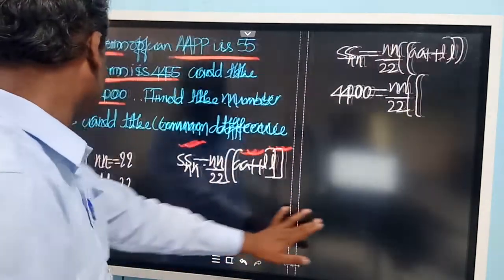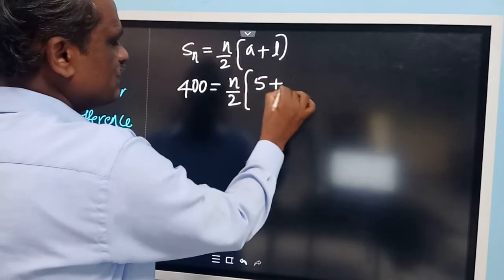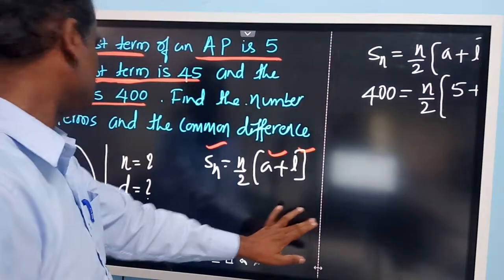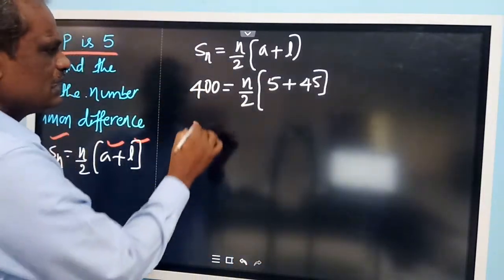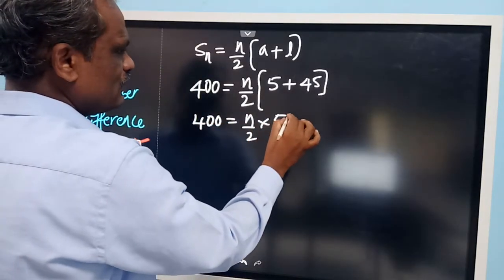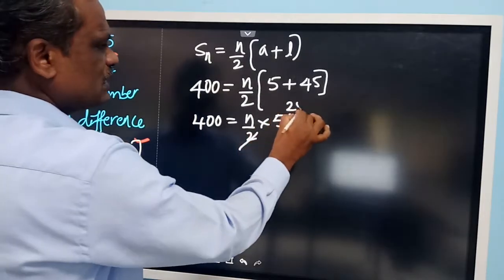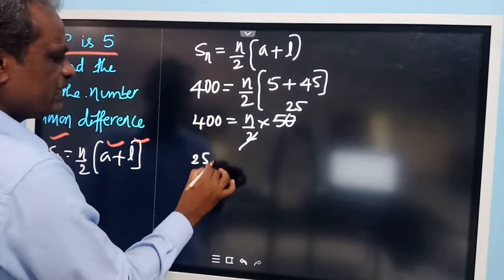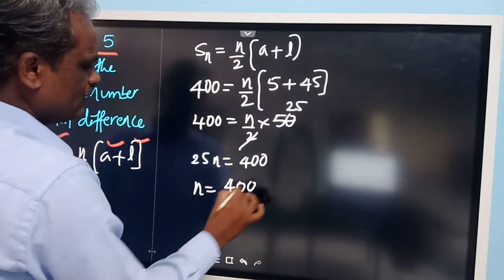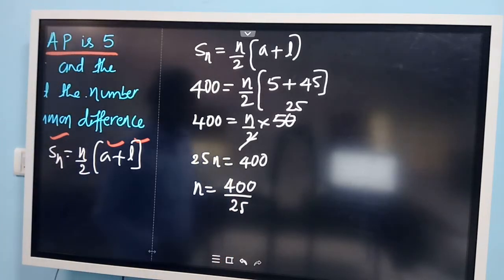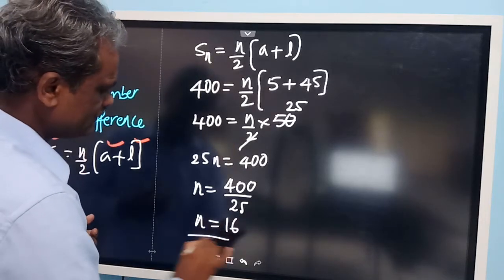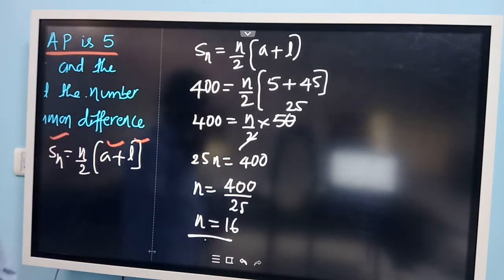The first term is given, that is 5, and the last term, that is the nth term an, is 45. So 5 plus 45. Now 400 you can transfer, otherwise keep as it is. 400 is equal to n by 2 into 45 plus 5, which is 50. So 2 ones are 25. So now 25n is equal to 400. So n is equal to 400 divided by 25. Okay, divide this and tell me what is the answer. It should be 16. n should be 16. So there are 16 terms here. To get the sum 400, we need to take 16 terms here.